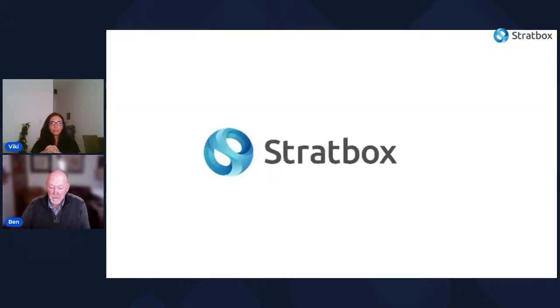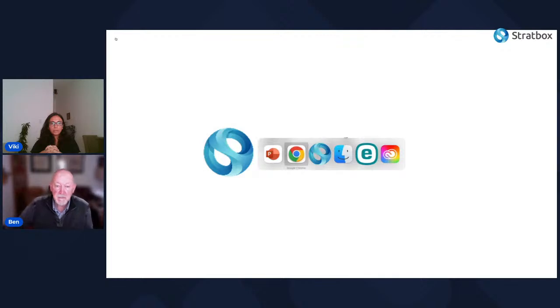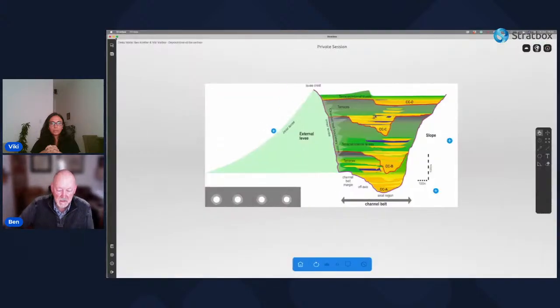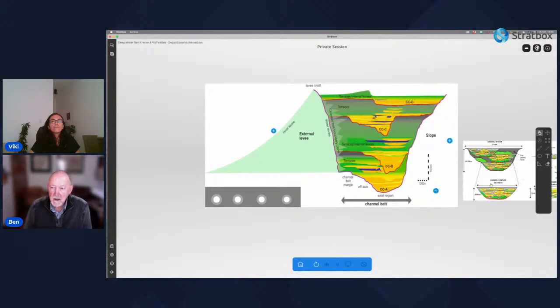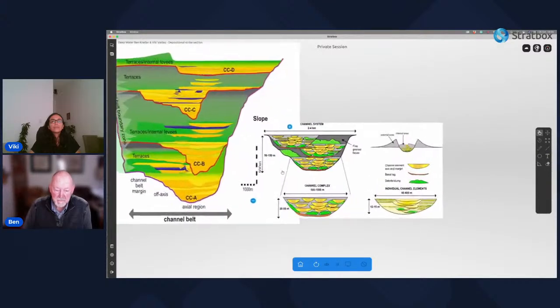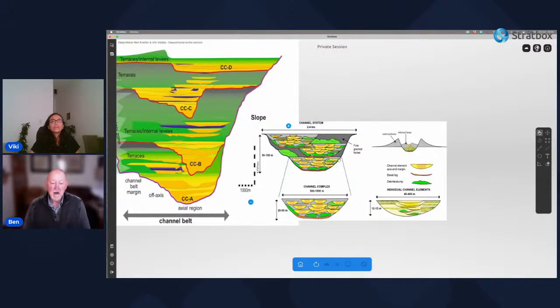Okay, we're now going to switch to Stratbox, which is this virtual reality tool. Now, the first example I'm going to show you is a strike section of a late Cretaceous slope channel system in western Mexico, and this illustrates rather nicely a number of common features in larger channel systems. Now, it consists of a hierarchy of components. Let's shift over here and have a closer look at that, with each level in the hierarchy typically bounded by a basal erosion surface, and that includes the system as a whole.